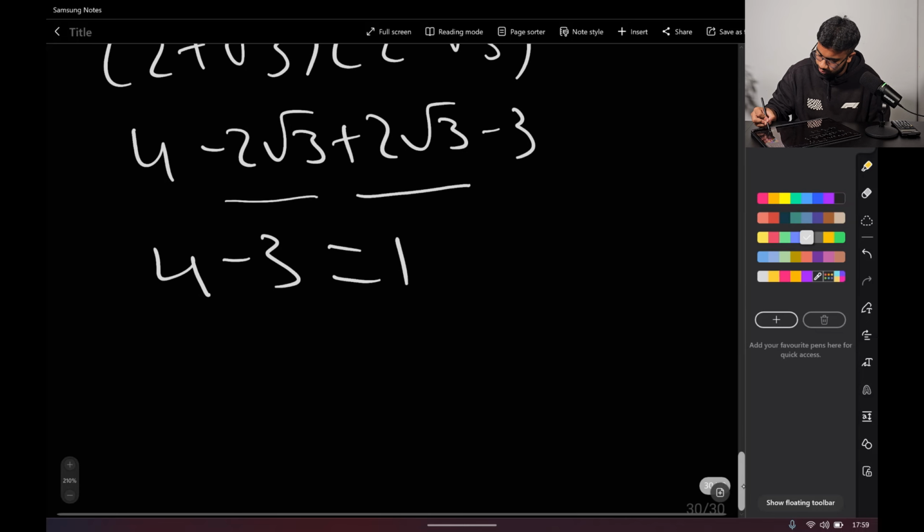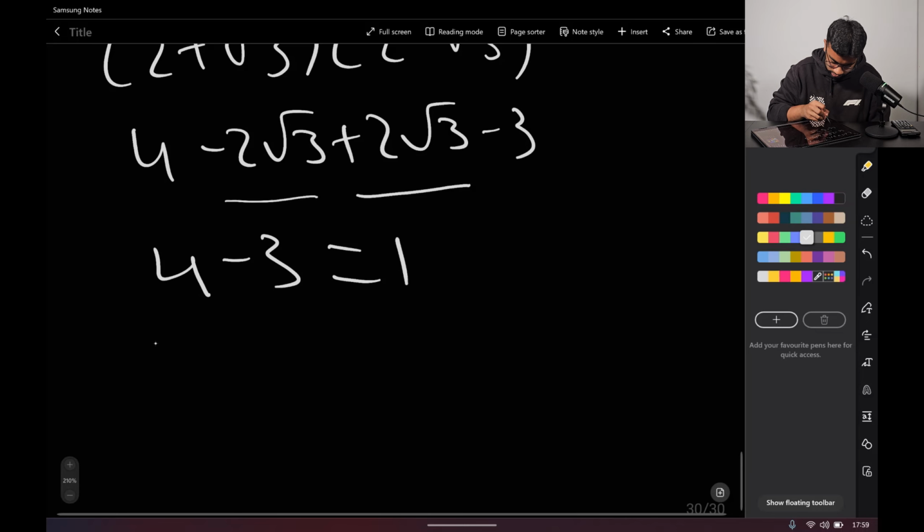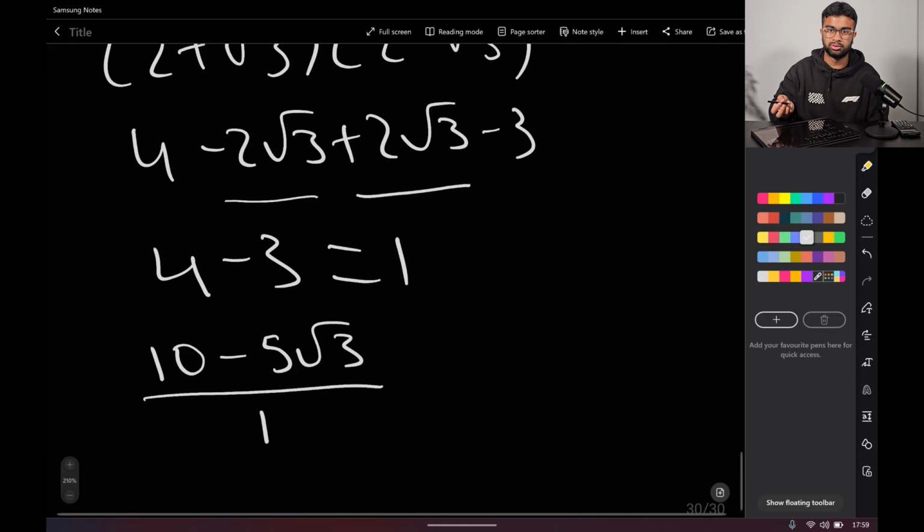So then our final term would be 10 minus 5 root 3 on the numerator and 1 as the denominator, and obviously anything divided by 1 is just that number itself, so we could just write 10 minus 5 root 3, and then we've rationalized the denominator.